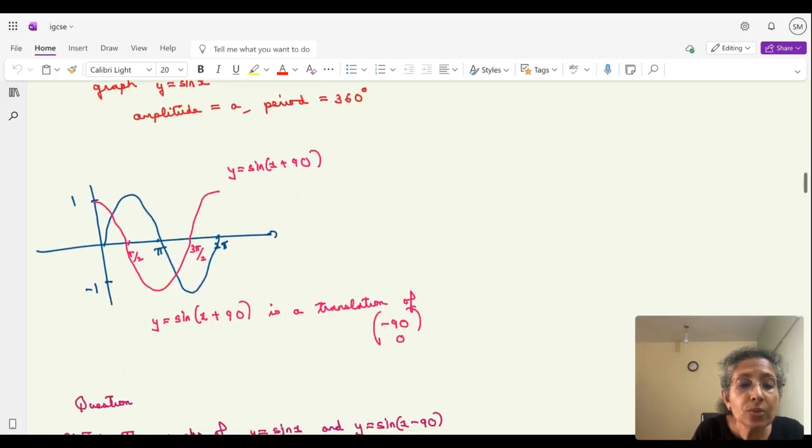Now, if you have y equal to sin x plus 90, this is a translation of the graph, so it shifts minus pi by 2 to the left. So this will be the graph in red, y equal to sin x plus 90.